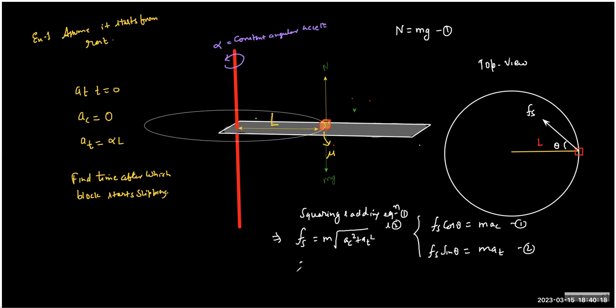Now we need to substitute. So a_c we can write as omega square R, where R here is L. But the question is, is omega given to you, or do we need to express it in terms of time? Right now you start with zero omega, but as time progresses, you will have some omega. So can you tell me what is omega as a function of time t? How to get that relation?